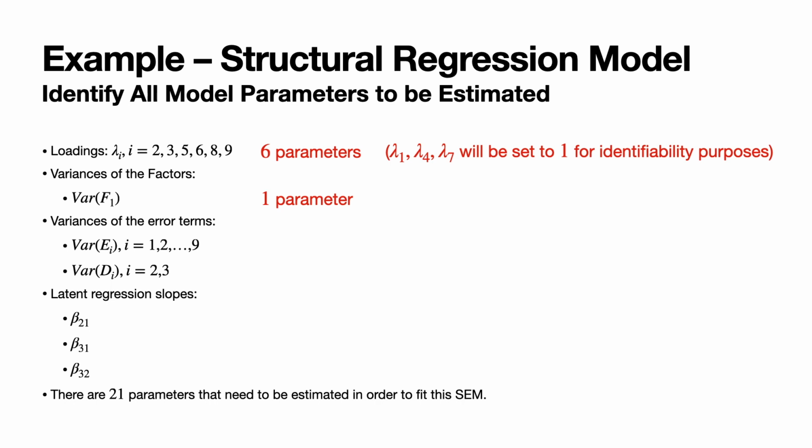We have one variance of the factors to be estimated, and that is the variance of factor 1. We have 9 parameters to be estimated in terms of the variances of the indicator error terms, and 2 parameters to be estimated, which are the variances of the error terms associated with the regression equations for the latent constructs. And finally, we have 3 latent regression slopes that need to be estimated: beta 2.1, beta 3.1, and beta 3.2. And so we can see here that there are 21 parameters that need to be estimated in order to fit the structural equation model.